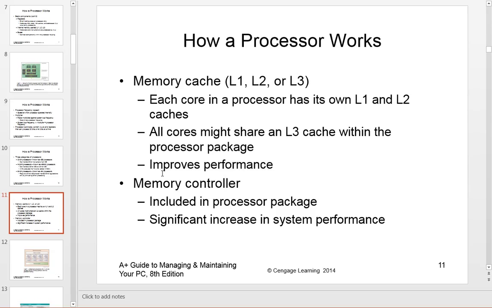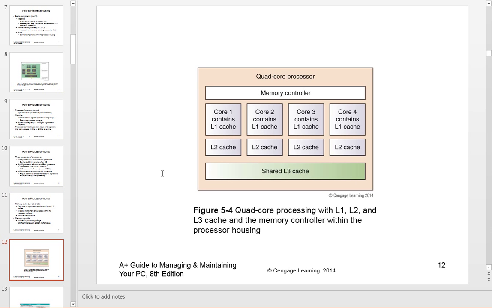The memory controller, you can read what that does. And here's a quad-core processor that shows that each one has its own internal L1 cache, its own separate L2, and they share an L3. So this would be a good representation of how that works.